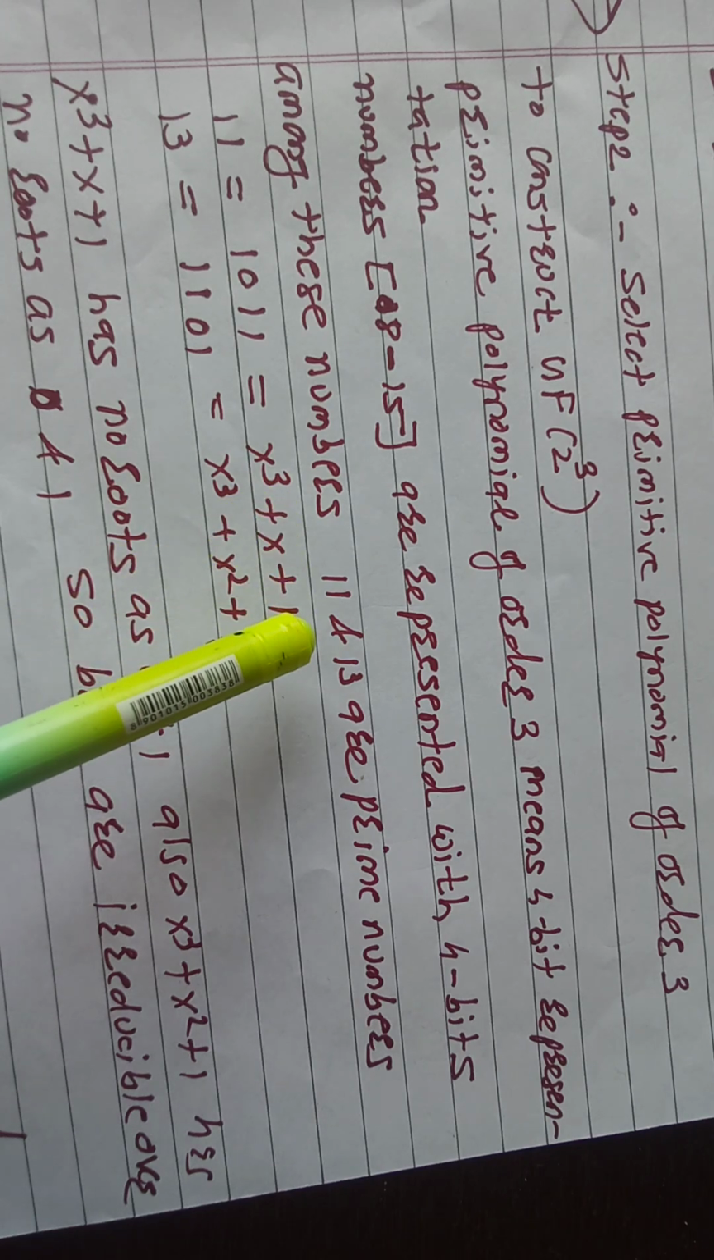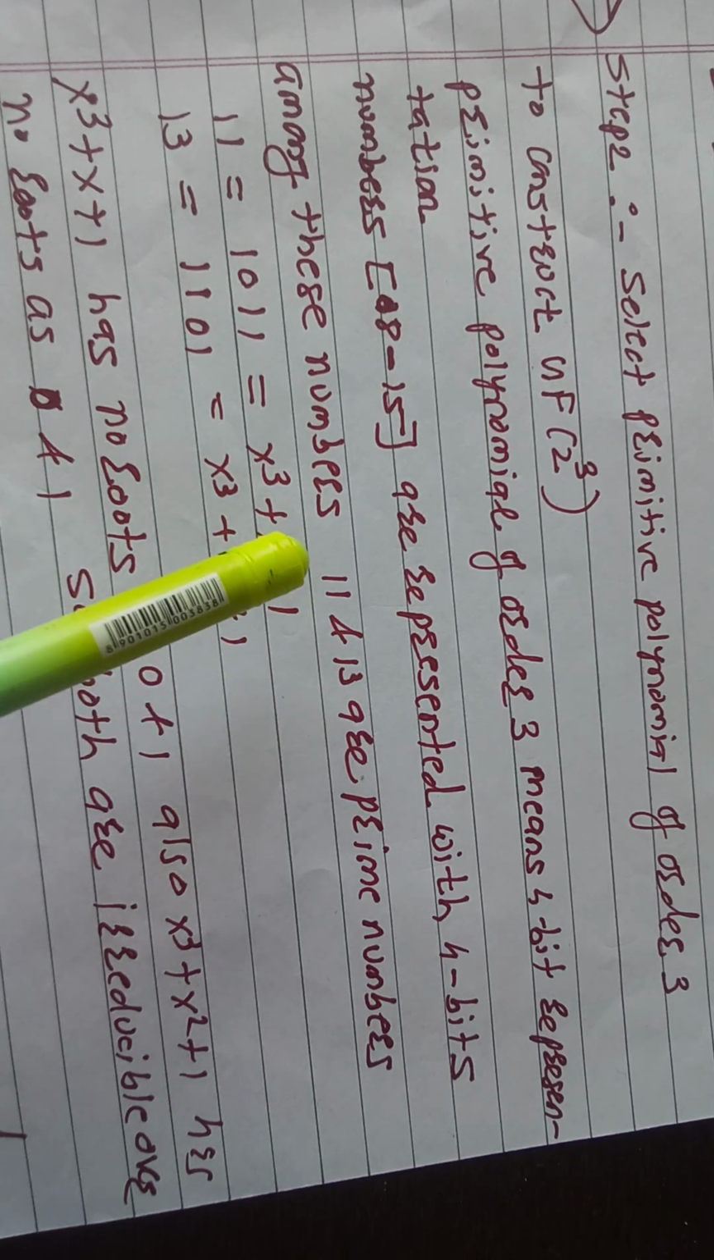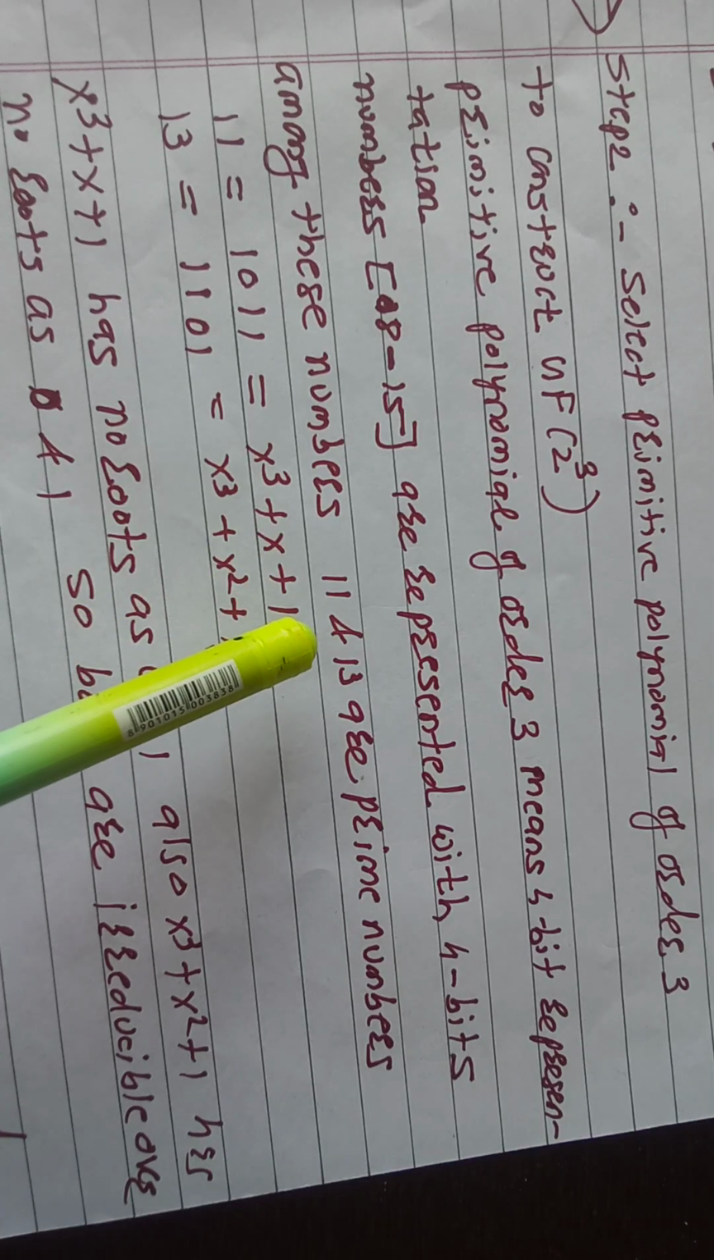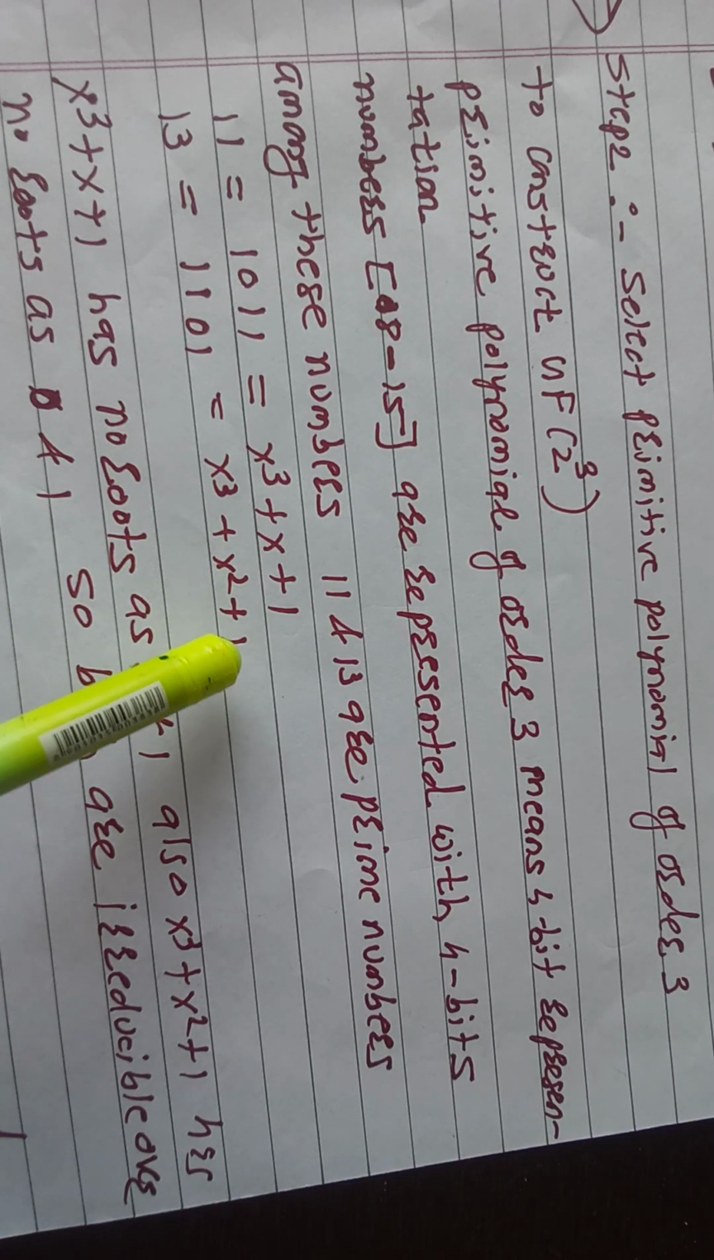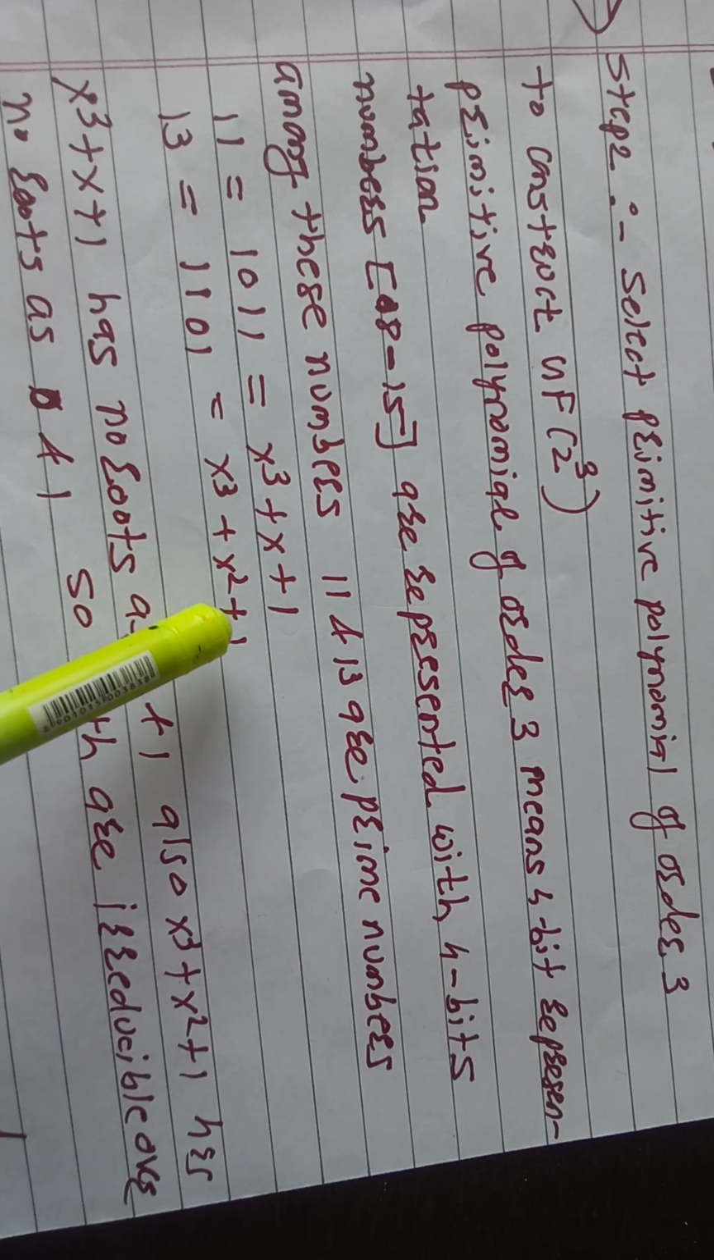So 0 and 1 are not roots of x cube plus x plus 1. So it is irreducible over Galois field 2. Similarly, for x cube plus x square plus 1, if you put 0 in x, you will get 1. So it is not the root of x cube plus x square plus 1.